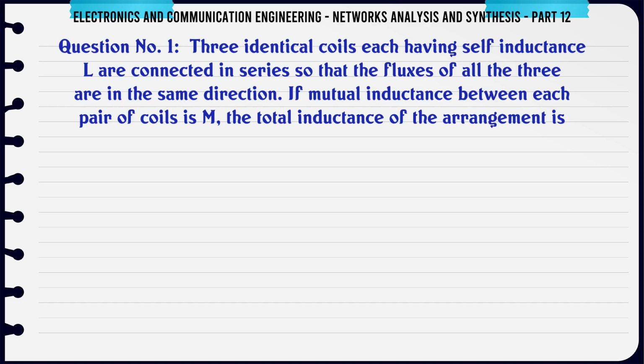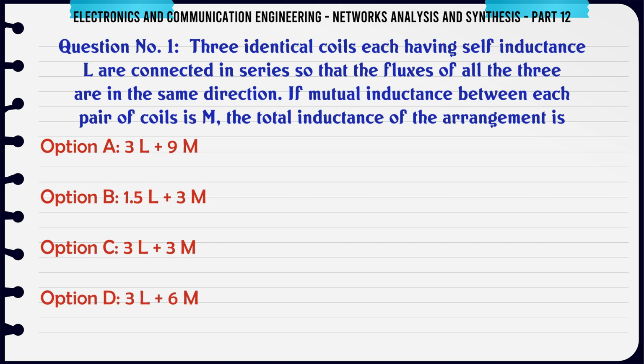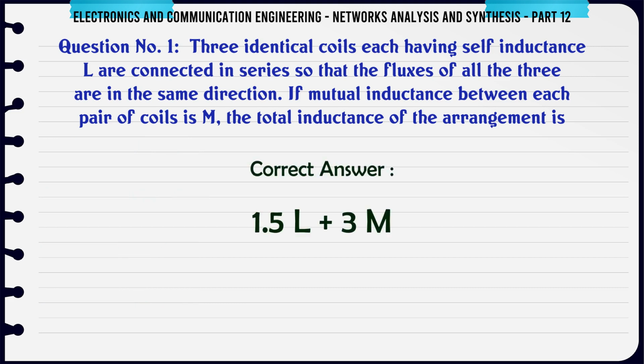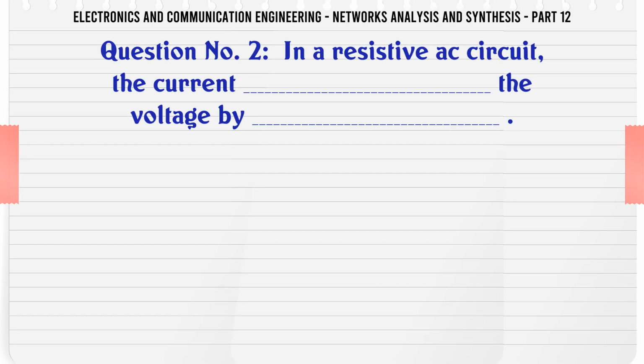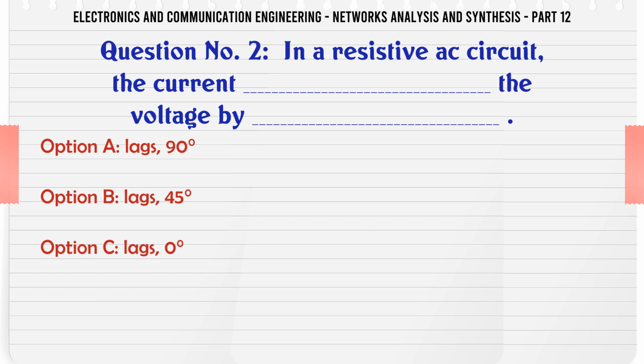Three identical coils each having self-inductance L are connected in series so that the fluxes of all the three are in the same direction. If mutual inductance between each pair of coils is M, the total inductance of the arrangement is: A, 3L + 9M; B, 1.5L + 3M; C, 3L + 3M; D, 3L + 6M. The correct answer is 1.5L + 3M.